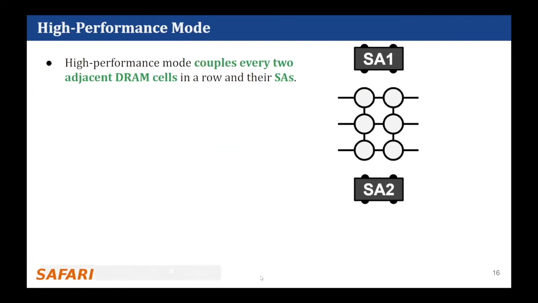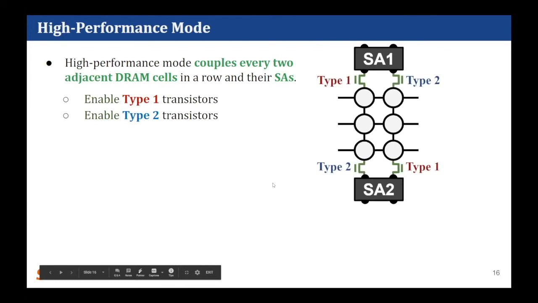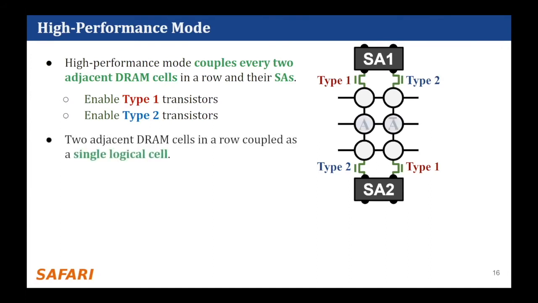For a row to operate in high performance mode, Clear DRAM enables both types of isolation transistors to enable two kinds of coupled operations simultaneously. First, two adjacent DRAM cells in a row are coupled as a single logical cell because they're both connected to both ports of the same sense amplifier. Let's say these two cells are both connected to sense amplifier 1 at the top.